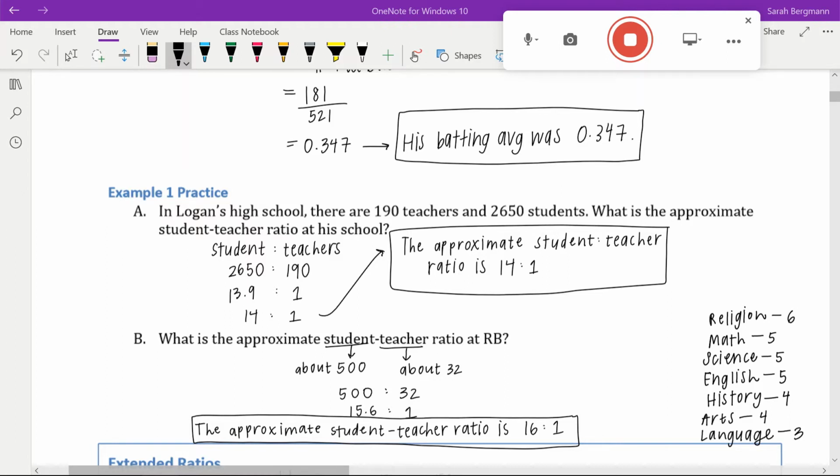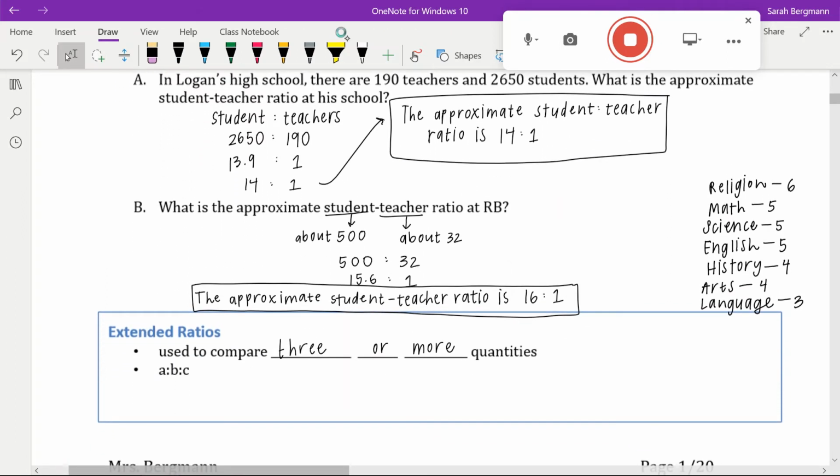It's not perfect, but for part B we did the same process. I took 500 divided by 32 to get 15.6, which means that there's about 16 students for every one teacher. We can also use something called an extended ratio. This is used to compare three or more quantities. It would be written A to B to C.